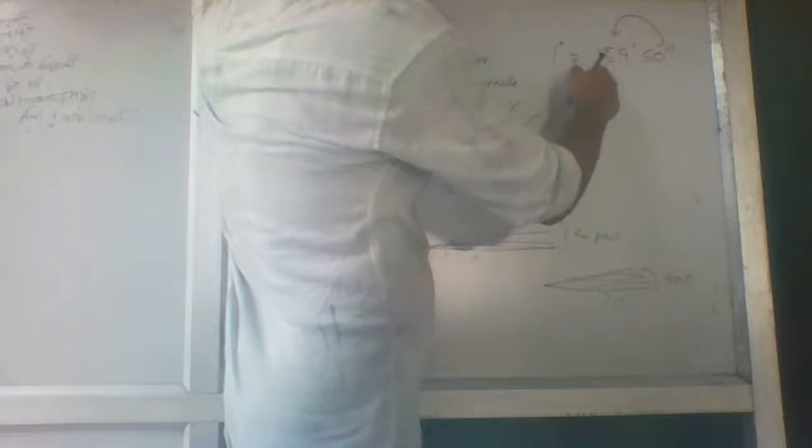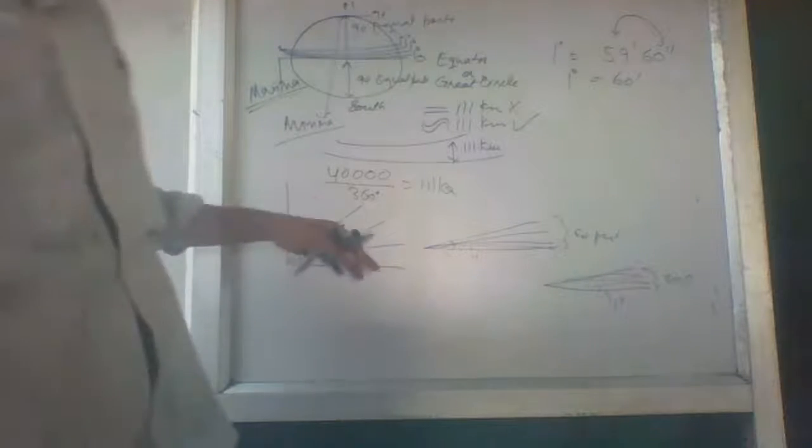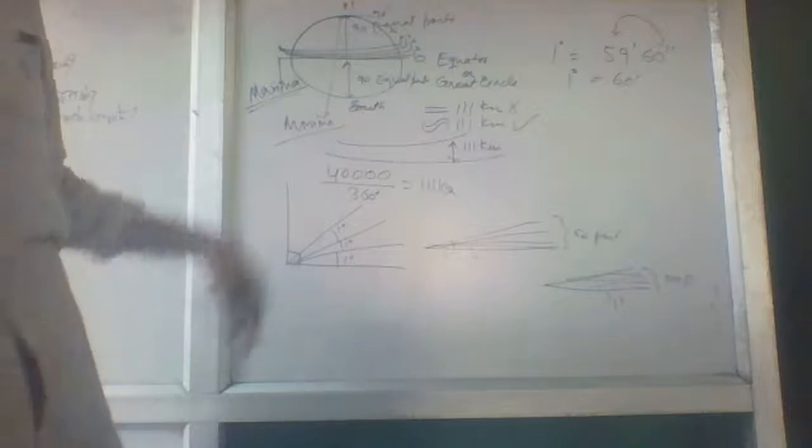It means 1 degree can be rewritten as 59 minutes and 60 seconds. How? 60 seconds will make 1 minute, and 1 minute will be added to the 59. It will make 60 minutes, and 60 minutes will immediately convert to 1 degree. So this is the sexagesimal system.